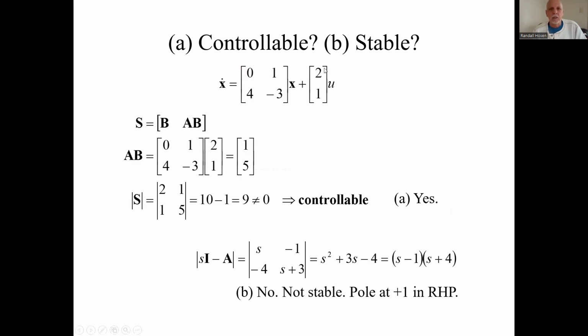Well, there's the A matrix, there's the B matrix. For controllability, we form the controllability matrix, B, AB. The B part is here, 2, 1. The AB part, we have to do the multiplication. Here is A, here is B. Do that multiplication, you get 1, 5. Put that here. Now test that determinant. 10 minus 1 is 9. That is not 0, so it is controllable.